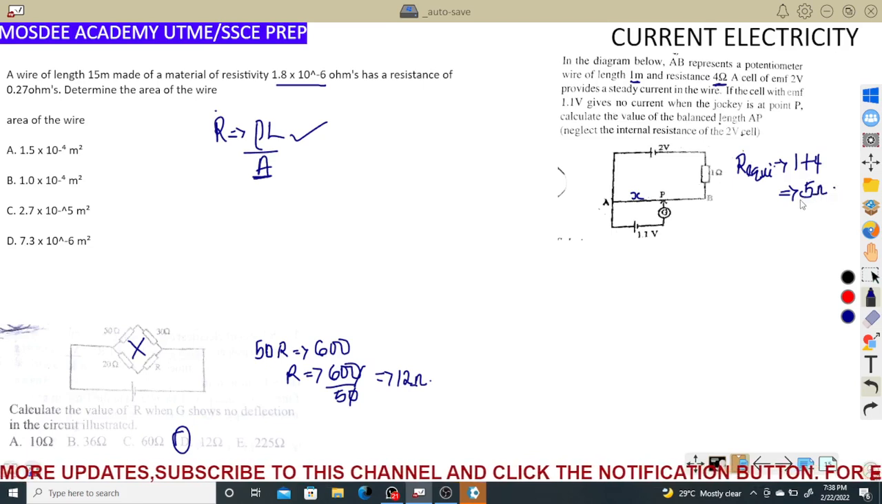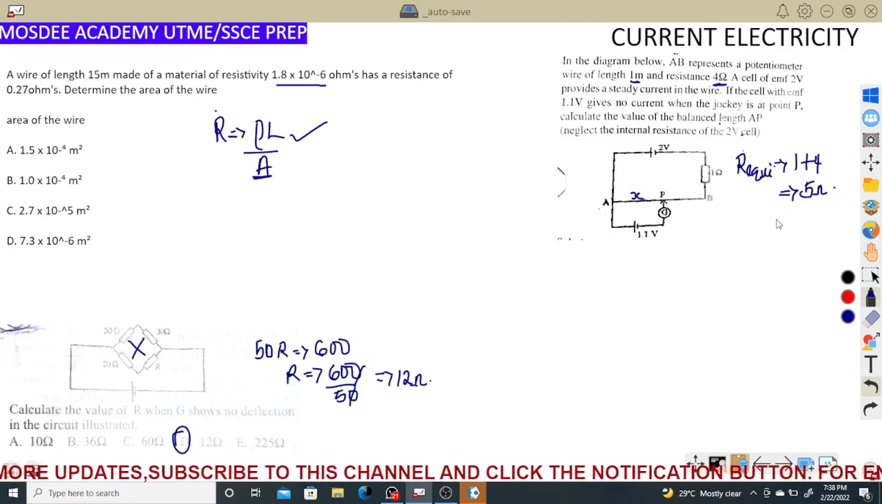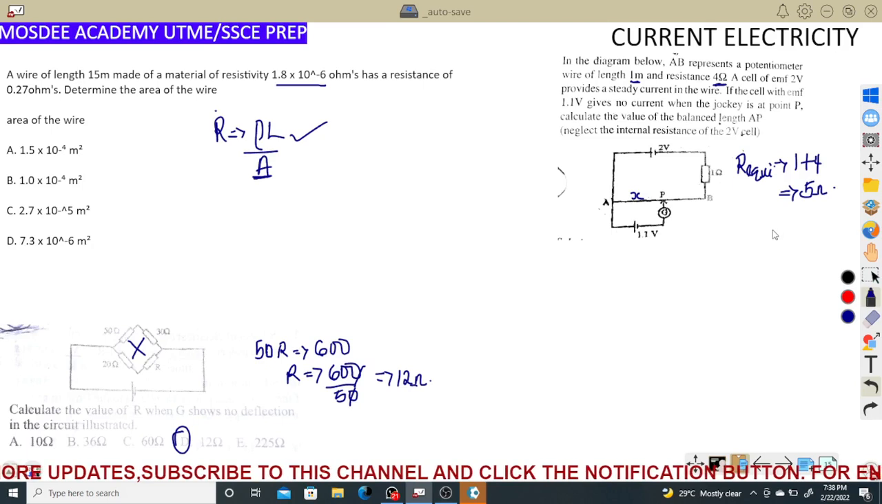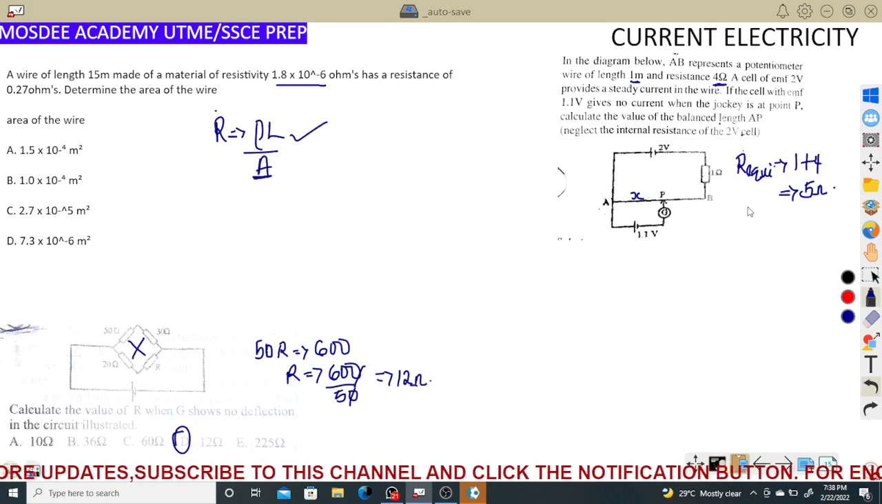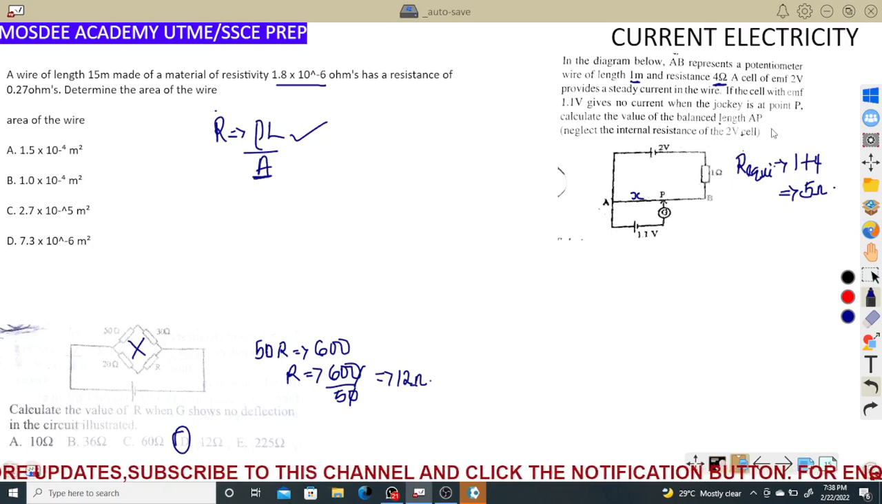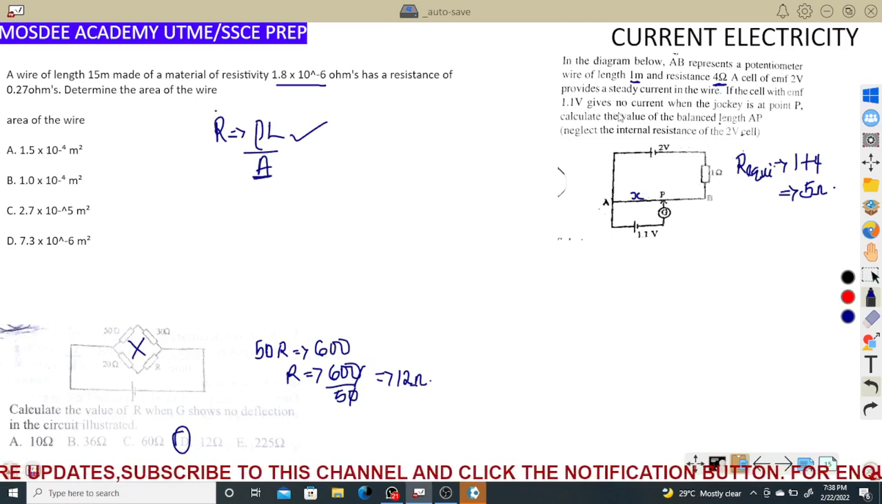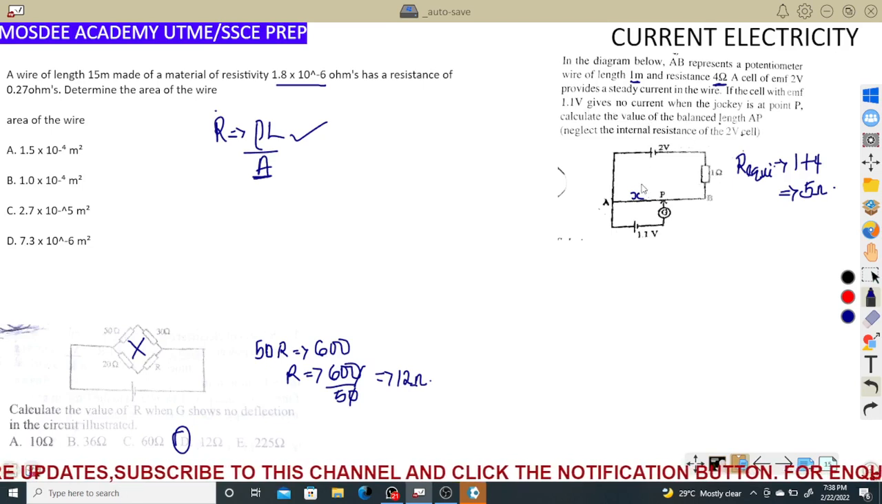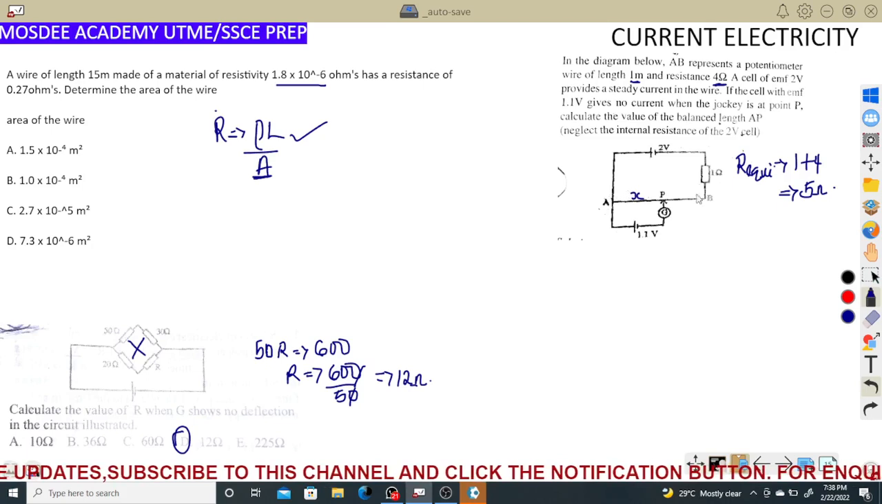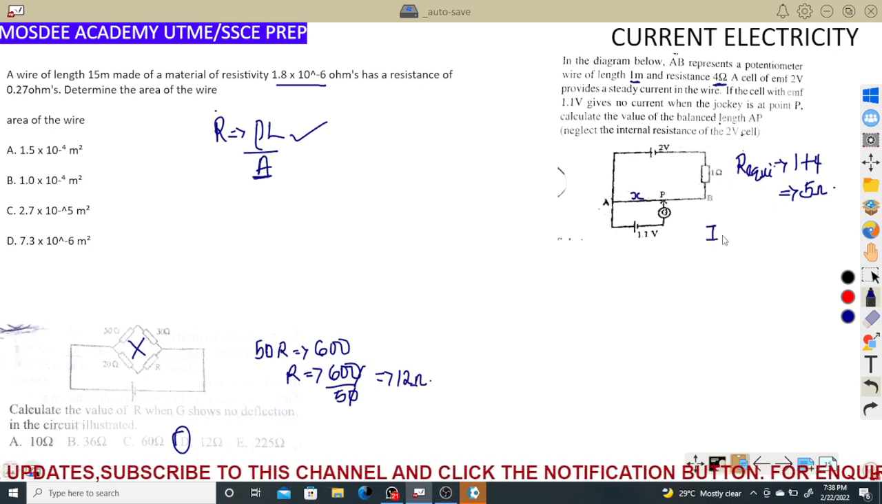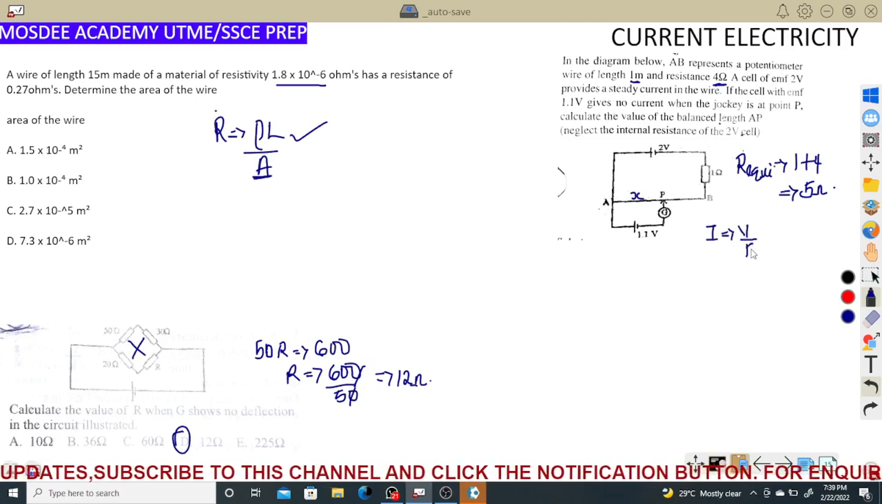I have told you how we work with a potentiometer. It's so simple to work with a potentiometer. So we can say now, with a potentiometer, internal resistance is negligible because there is no current. So internal resistance can be neglected. Now let's say the current that will flow through this will be I equals V per R. We've learned about that before.